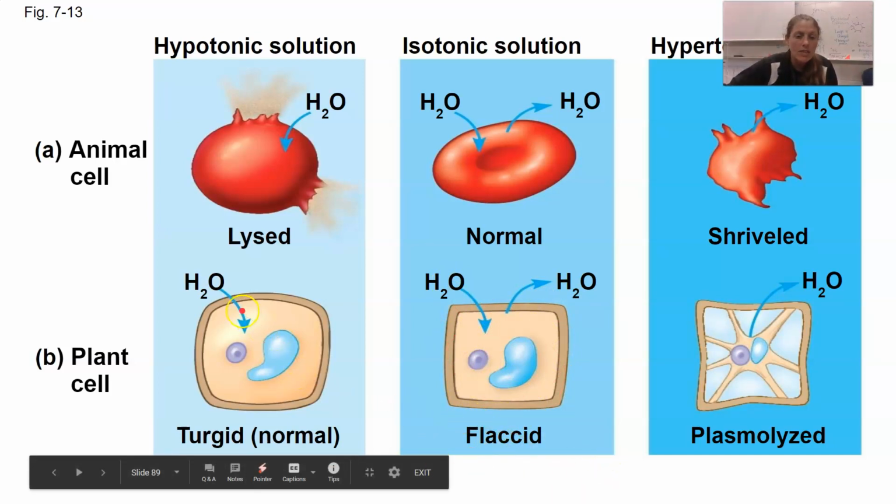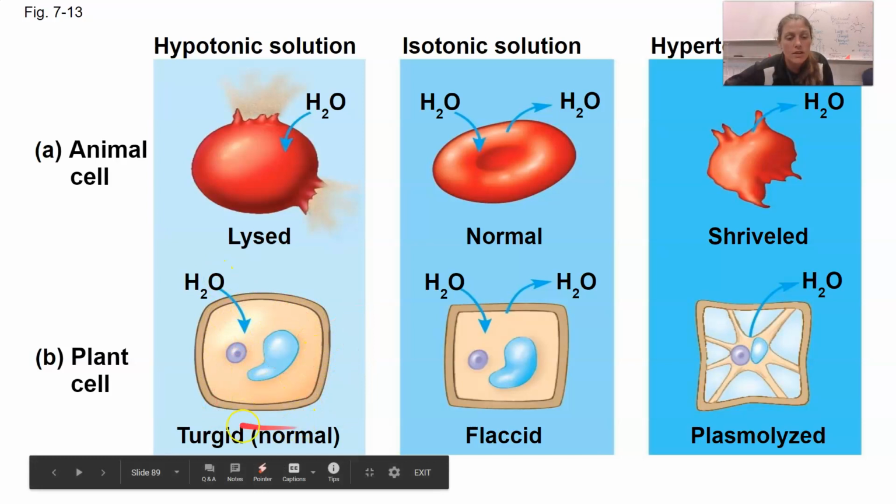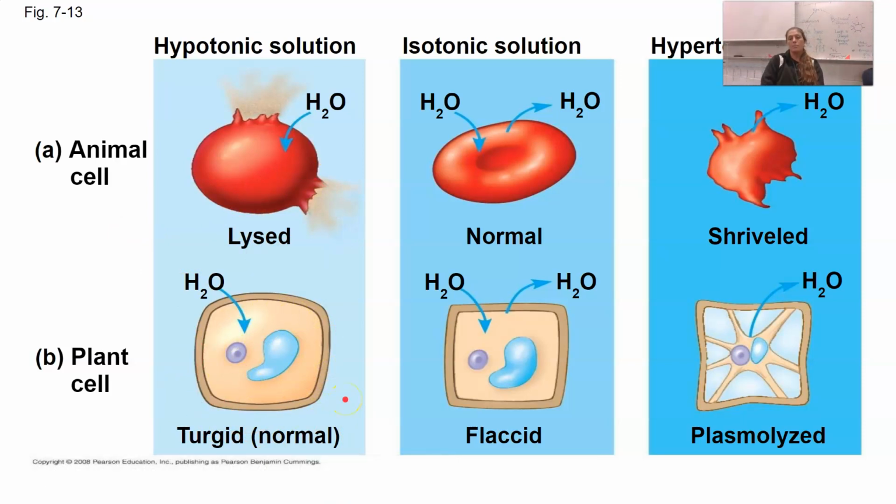Okay, if the concentration of the cell is higher to the water on the outside, and by concentration I'm talking about the solute concentration, okay, then water is going to move in, and that cell wall is going to prevent the cell membrane from lysing. Okay, so it's not going to pop like it did in the animal cell. So turgid is the word, and this is actually normal for a plant cell.